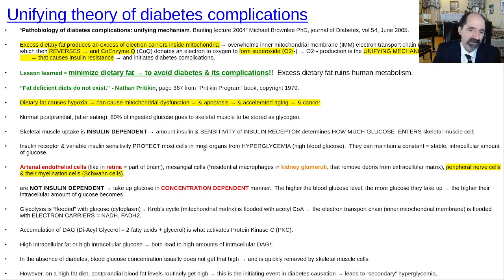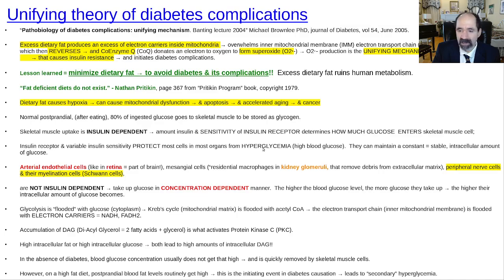The next thing is mesangial cells, which is the residential macrophage equivalents in kidney glomeruli, which is the part of the kidney that filters the blood. And normally those macrophages remove debris from the extracellular matrix, meaning the space between cells. And so when those cells become dysfunctional, they can't clean out those spaces, and you just get all this crud accumulating that thickens the basement membrane, causing diabetic nephropathy. And the most common reason somebody ends up on dialysis is because of diabetes. Next most common will be hypertension.